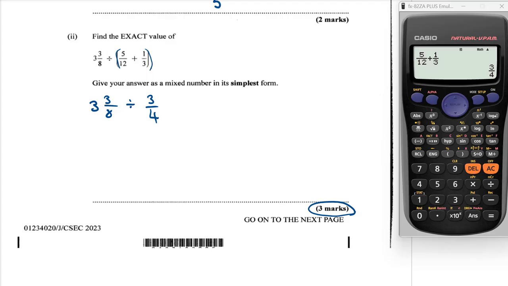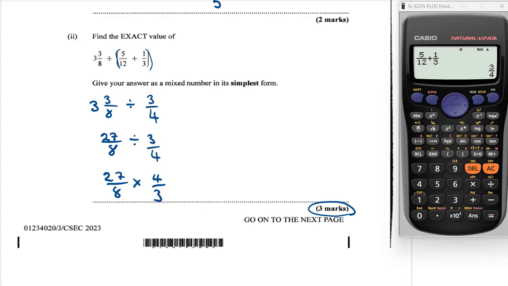Right? Now we need to convert this mixed fraction here into an improper fraction. So how do we do this? We multiply 3 times 8. That gives us 24. 24 plus 3, 27. So this becomes 27 over 8 divided by 3 over 4. Now remember that when we are dividing by a fraction, it's the same thing as multiplying by the reciprocal. So this becomes 27 over 8 times 4 over 3.